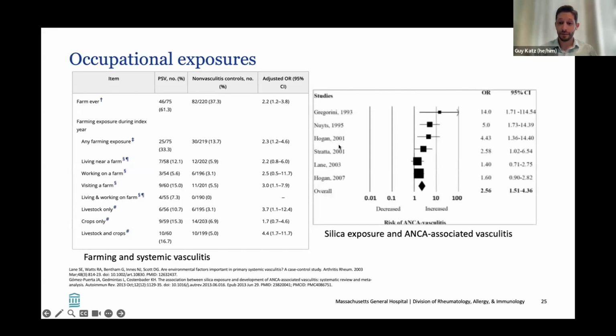This is what's called a meta-analysis, where multiple studies looking at the same thing were grouped together so that they could look at the overall association, taking into account the data from all of the studies. And this showed that there was about a 50% increase in the odds of developing ANCA-associated vasculitis in people who've been exposed to silica. Silica is a substance that's been long thought to be at least one of the potential triggers of ANCA-associated vasculitis, and this study did confirm that.